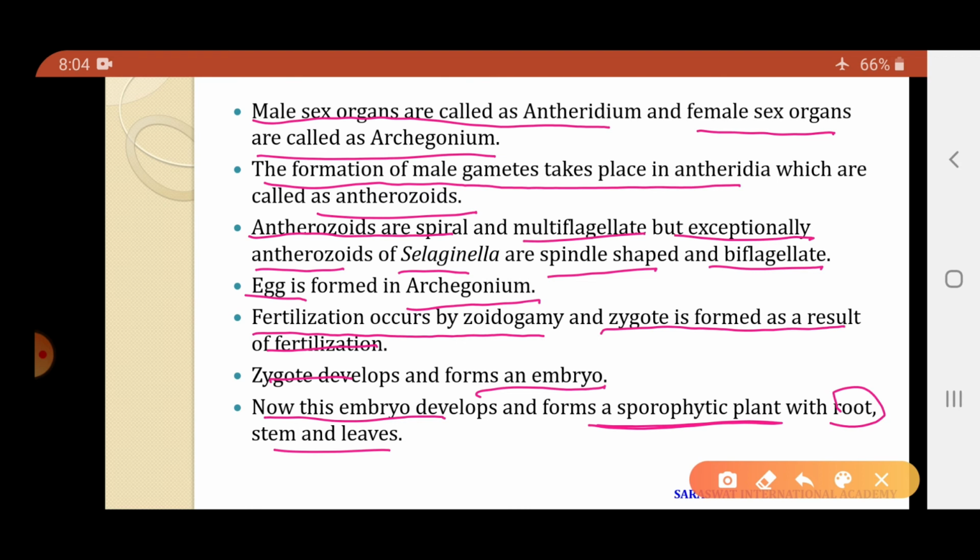Now the gametophyte consists of the male sex organ antheridium, and the archegonium is called the female sex organ. मेल सेक्स ऑर्गन मेल गैमेट का फॉर्मेशन करेगा, which are called antherozoids. एंथेरोजॉइड्स का शेप कैसा है? स्पाइरल, और they are multiflagellated. They consist of many flagella. But exception किसका है? Selaginella, कि जिसका एंथेरोजॉइड स्पिंडल शेप है और वो बाइफ्लैजेलेटेड है.